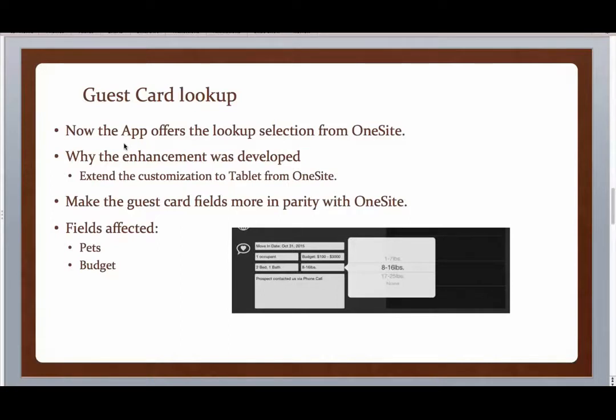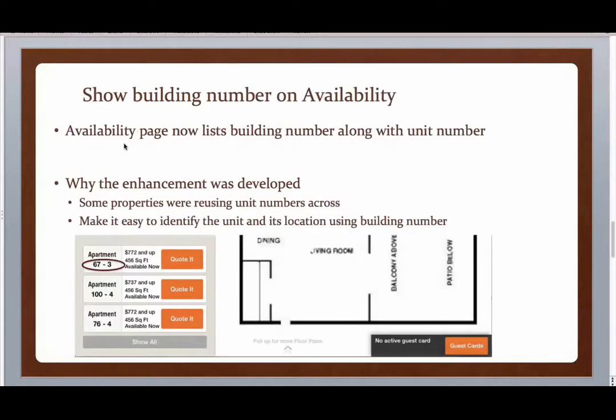So, guest card lookup. Like I was mentioning, the guest card has fields called pets and budget, and now we allow the customized values that have been set in OneSite to be looked up in the tablet as well. Instead of just saying dog, cat, and none, we now allow the users to customize what they want to see from OneSite, and we just honor those values. The same thing applies to the budget as well. The budgets could be reflecting the floor plan level price limits, so it's easy for a customer to go in with budget limits versus just a static number.